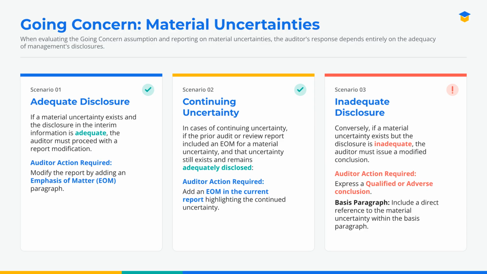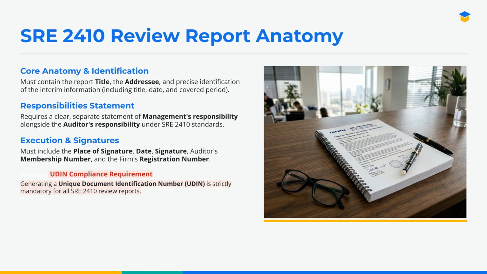Scenario 3. If the disclosure is inadequate, express a qualified or adverse conclusion and include a direct reference to the material uncertainty within the basis paragraph. Let's look at the review report anatomy on slide 10.